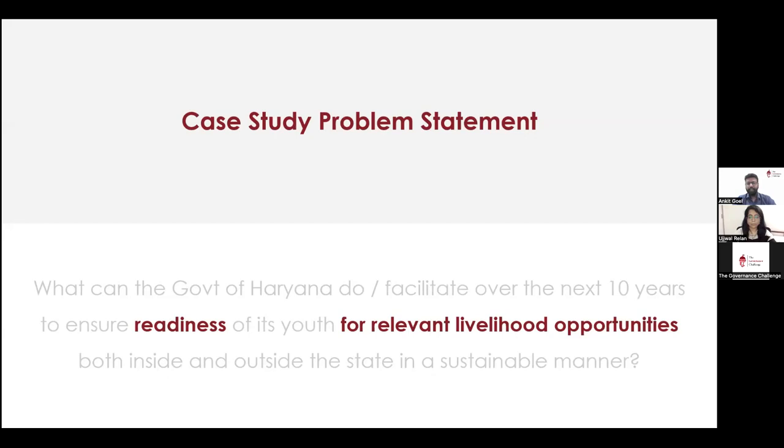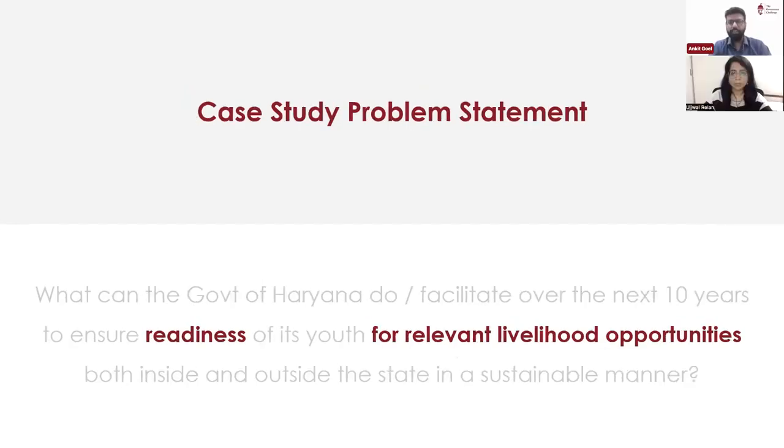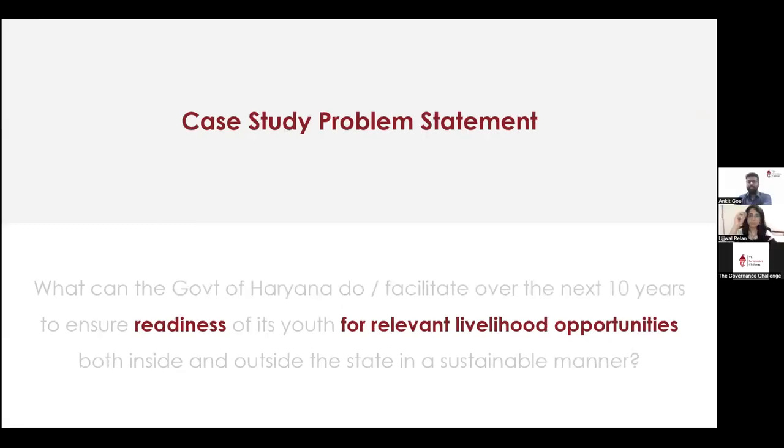The second thing is creating readiness for relevant livelihood opportunities. So what the government is targeting to do is that 10 years from now, they want to ensure that the youth in the state have a skill set and the qualifications which make them relevant for the opportunities that exist at that point in time, right? And when we talk about livelihood opportunities, it could be jobs, it could be self-employment opportunities, it could be any kind of opportunity which leads to some kind of income generation. So we need to ensure that the youth has acquired the kind of qualifications and the skills which are relevant for any kind of livelihood opportunities 10 years from now.